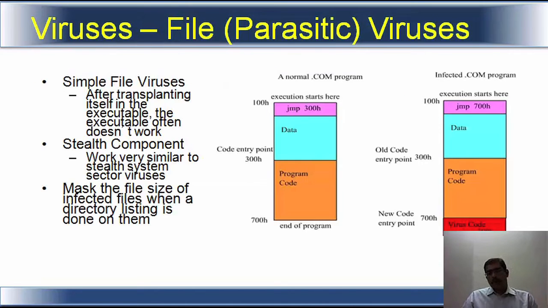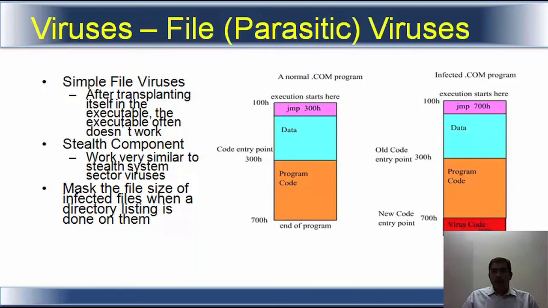Now, if you look at this explanation of how the parasitic viruses work, it is a simple file virus. After transplanting itself in the executable file, the executable often doesn't work. So what it does is create a stealth component. It works very similar to the stealth system sector virus. It masks the file size of the infected file when a directory listing is done on them. So if you do a dir or ls, it masks the file size.